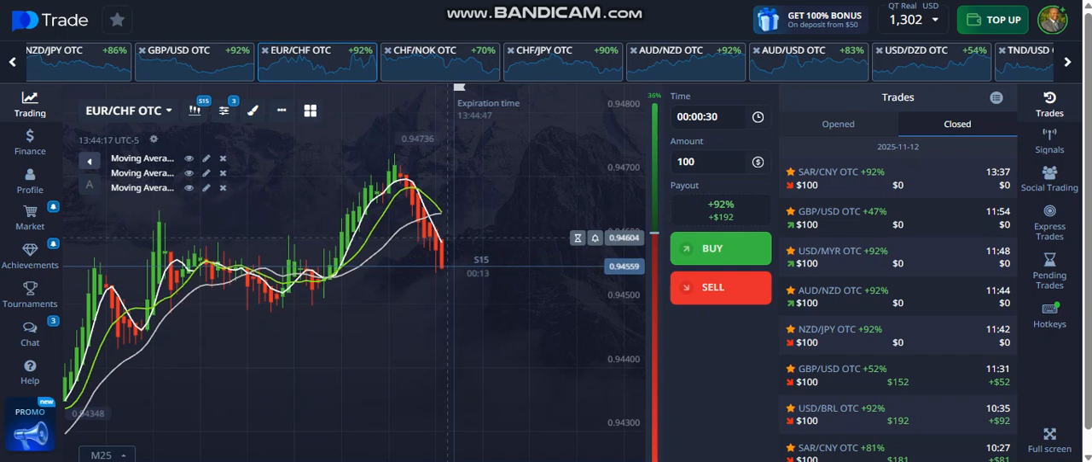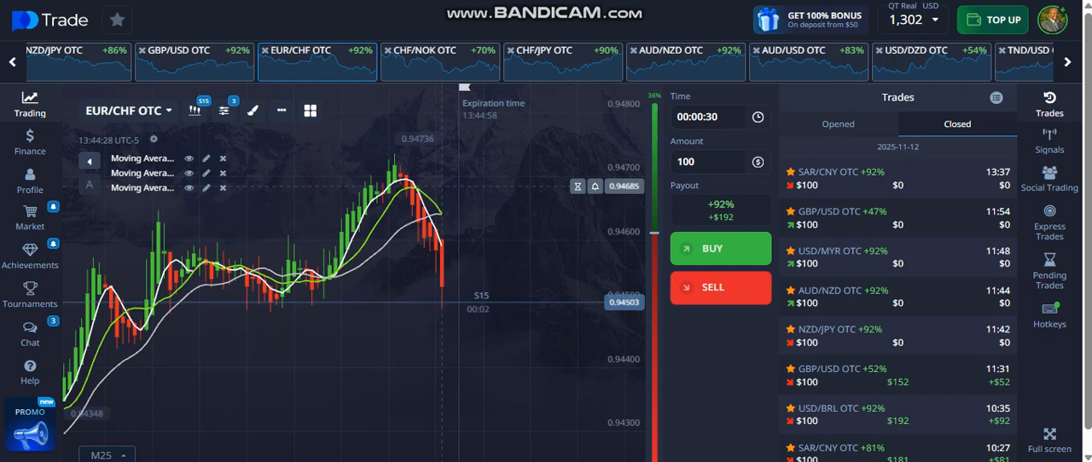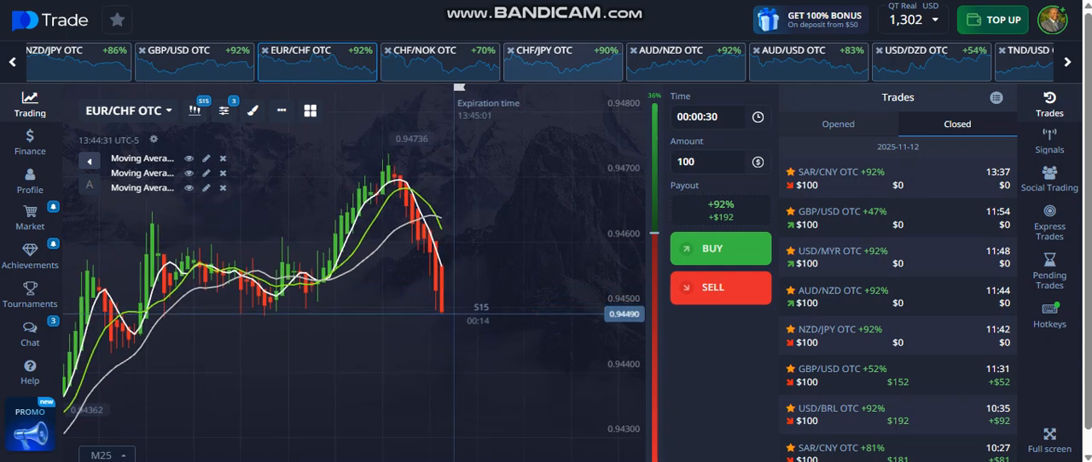This is an example of a situation where this may be just a retracement, and it'll probably head back up. So we're not going to bother with this trade. I'm going to pause the video and look for another optimal trade.